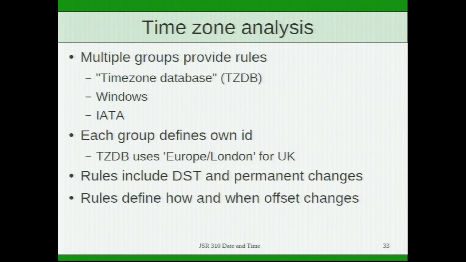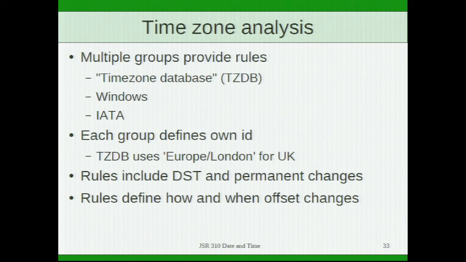So you've obviously got to have somebody who gathers together all the information from all the governments and provides that information in some kind of database. So it turns out there's multiple groups who pull the information together from databases. So the big one is the time zone database group, which is now with IANA, but also Windows does the job, IATA for the travel industry does the job, various commercial companies do the job. And so each group probably defines its own ID. So the time zone database, it's Europe/London.